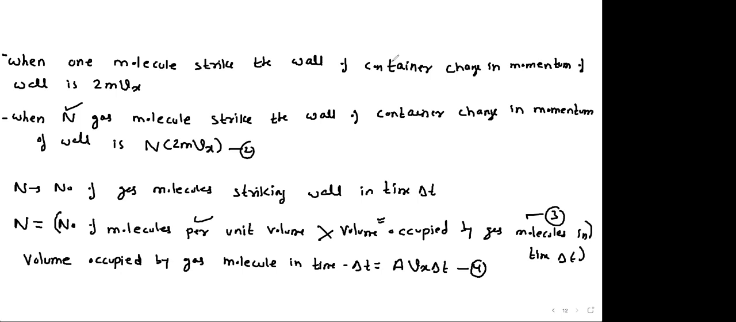Is it clear? Just tell me, is it clear now? Yes, sir. If I substitute 4 in 3, you know that number of molecules per unit volume is basically your small m. It will come out to be that this is small m multiplied by A Vx multiplied by delta T, that is capital N, it's N into this volume, A Vx into delta T.